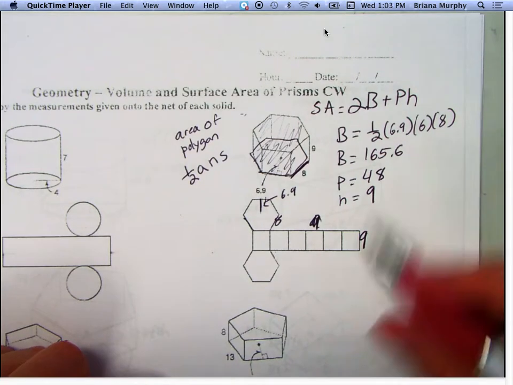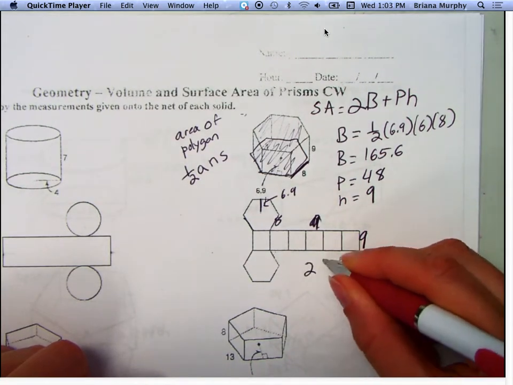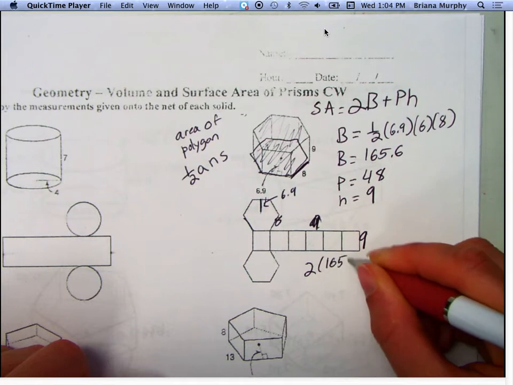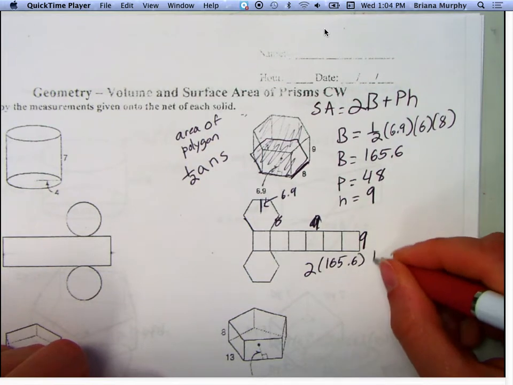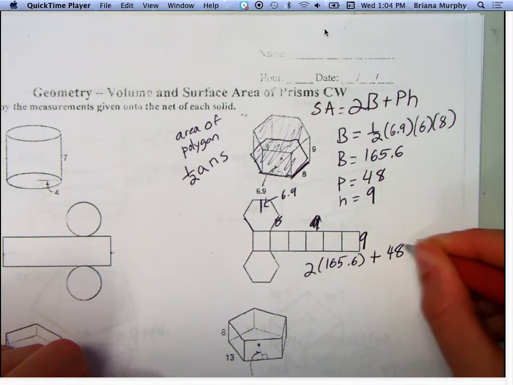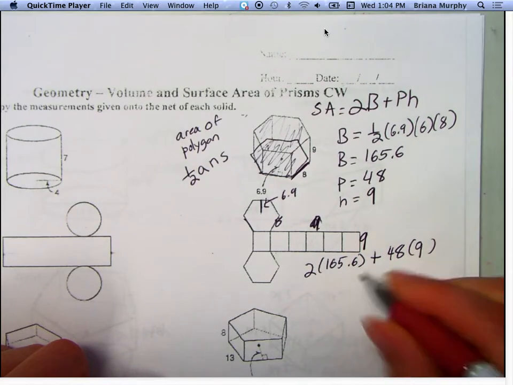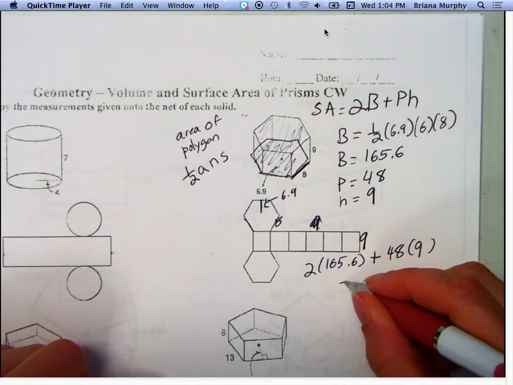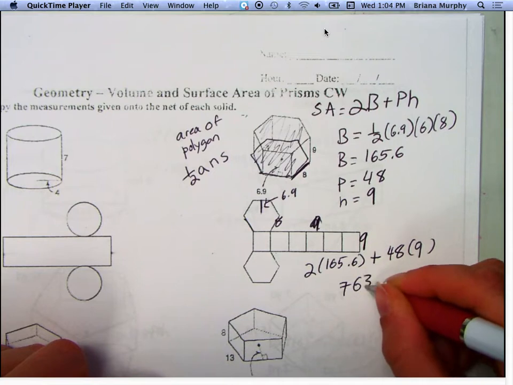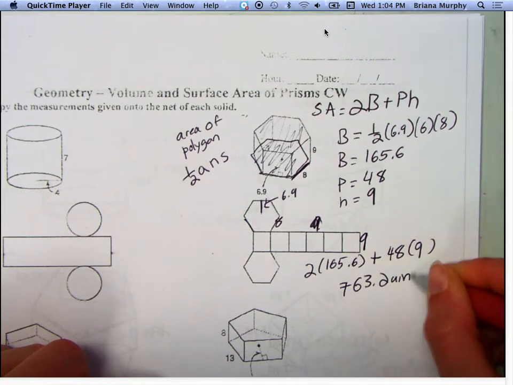Now I'm just going to plug this in. 2 times 165.6 plus the perimeter, 48, times the height, 9. And we get 763.2 units squared.